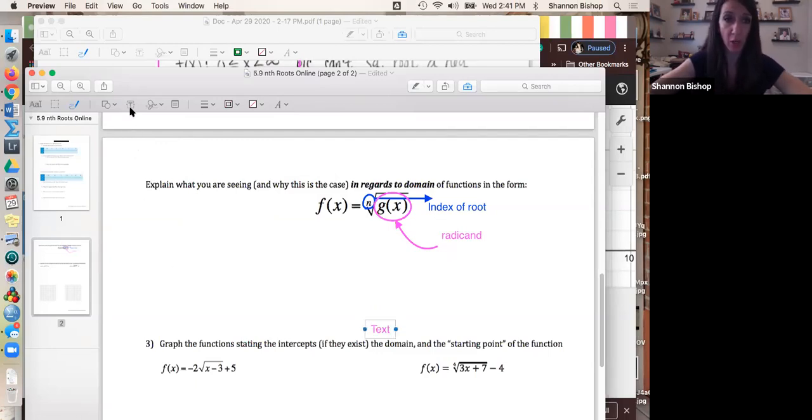So here's like our little kind of summary takeaway message, if you will. So let's get rid of that. There we go. So first and foremost, right, number one takeaway message here is that odd index roots are simply all real numbers.